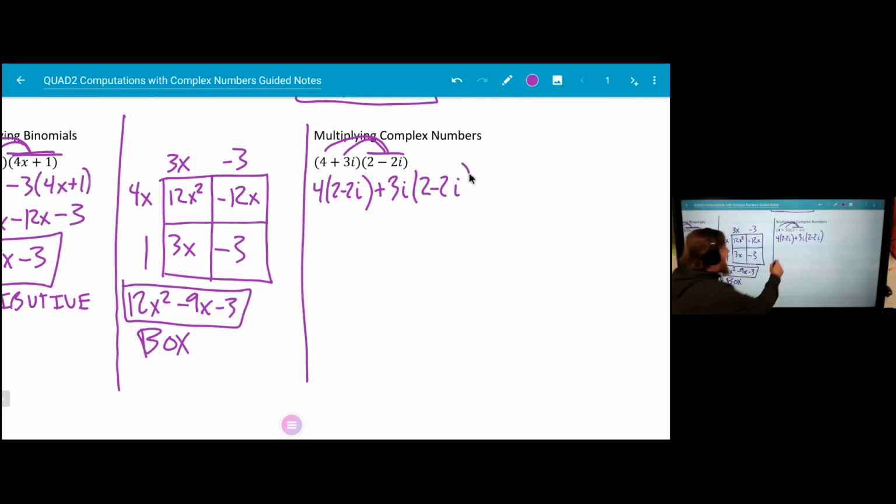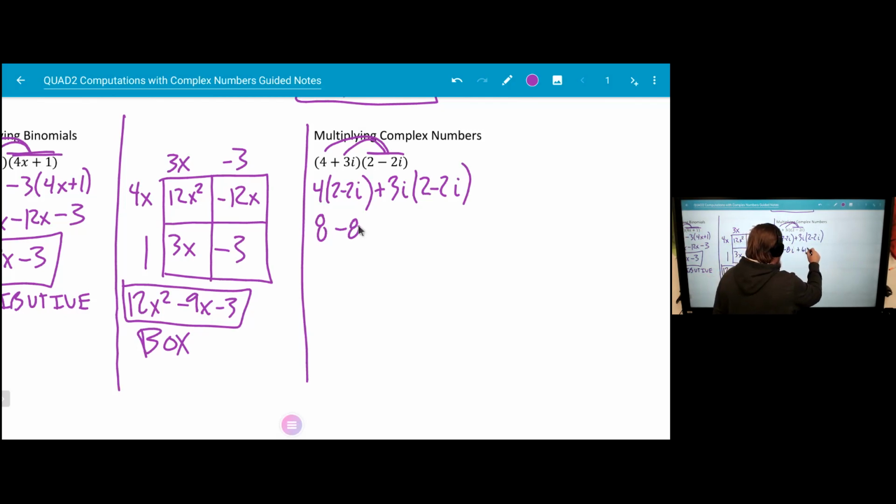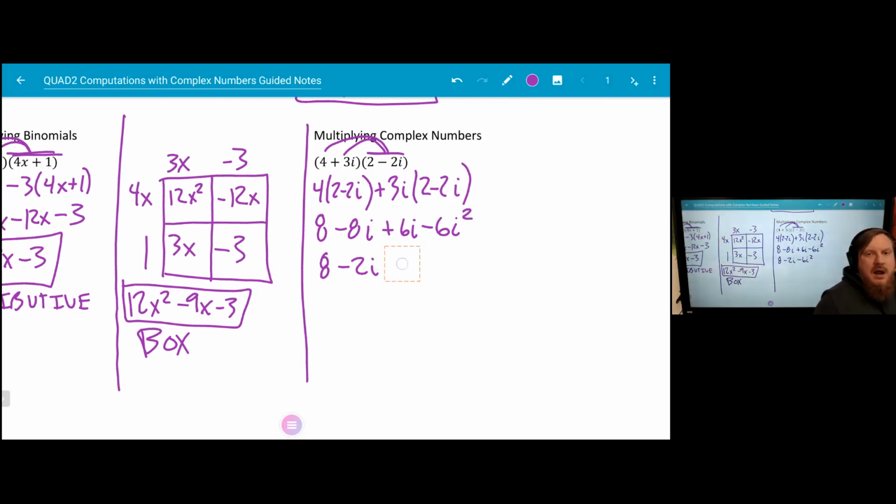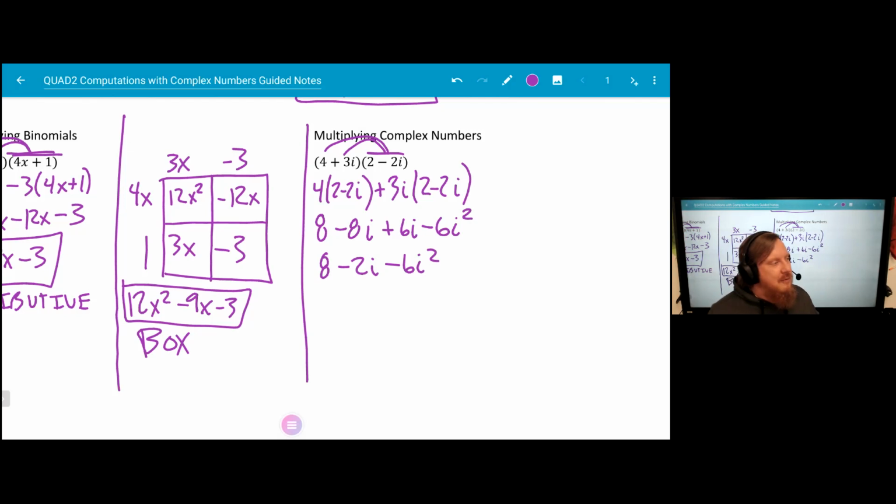4 times 2 is 8. 4 times negative 2i is negative 8i. 3i times 2 is plus 6i. And 3i times negative 2i is negative 6i squared. Once again, that's got i squared, so I can't combine that with the i's. But let's simplify what I can: 8 minus 2i minus 6i squared. And I'd forgive you if you think you were done.